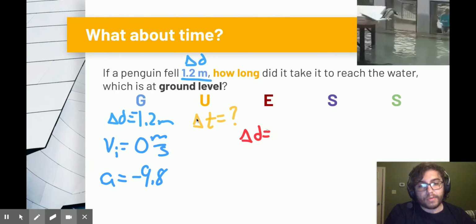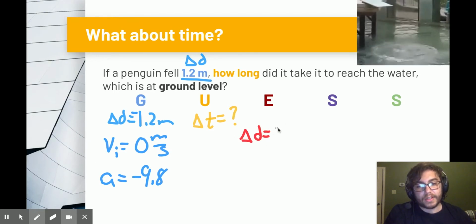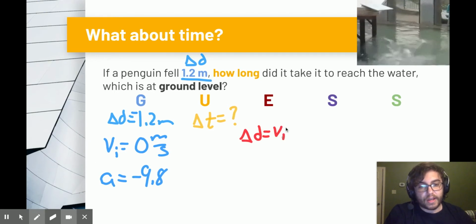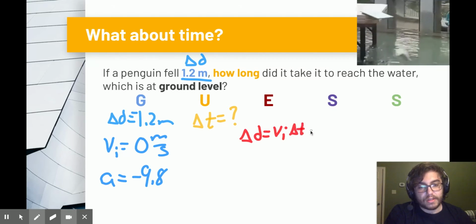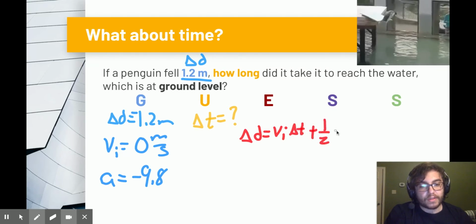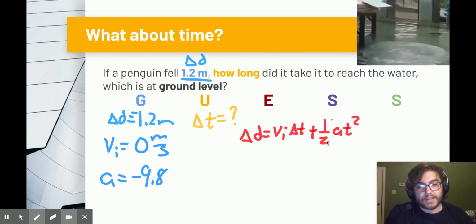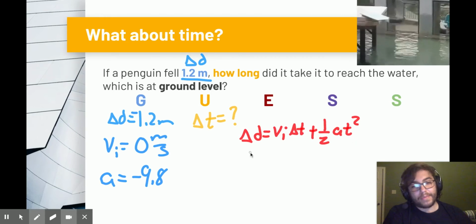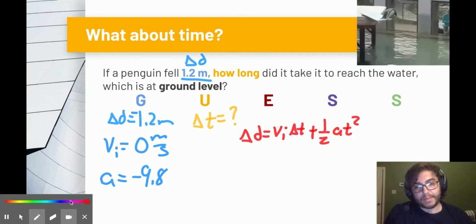So the only formula that has these four variables, again, is VI times delta t plus 1/2 times a times t squared. I write this one as simply t just because, well, I'm being lazy. Don't be lazy like me. Be better than me.